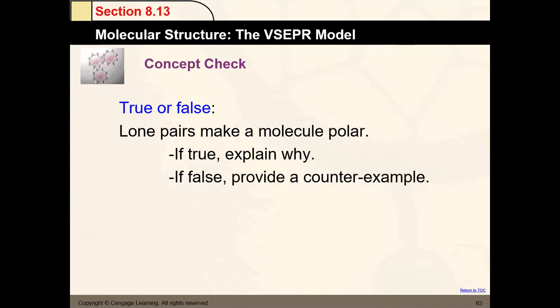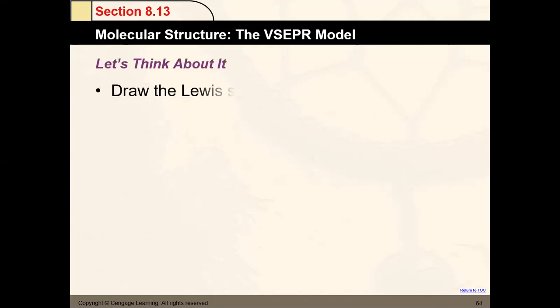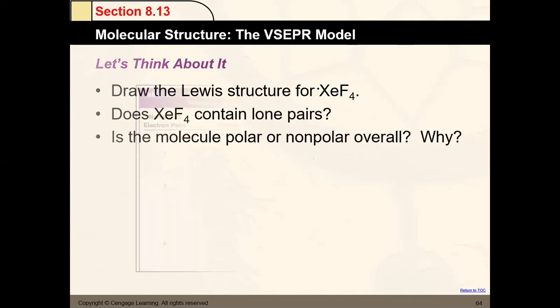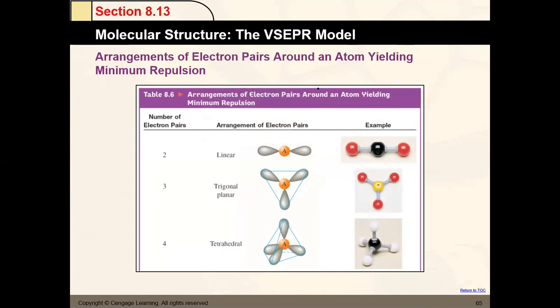Lone pairs make a molecule polar. Actually, no, because the lone pairs can also cancel out, right? Because remember, depending, for example, in that case of krypton tetrafluoride, they can do that. See that example I was having, the two lone pairs of electrons are opposite, so they will cancel out.